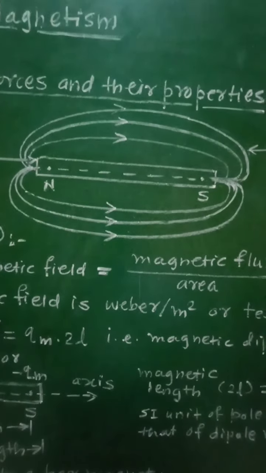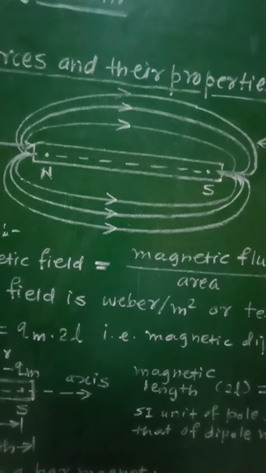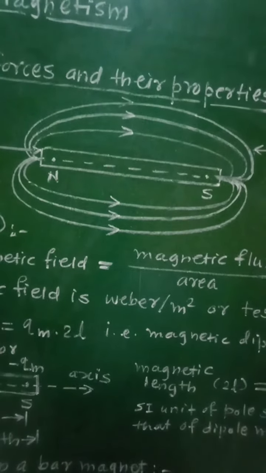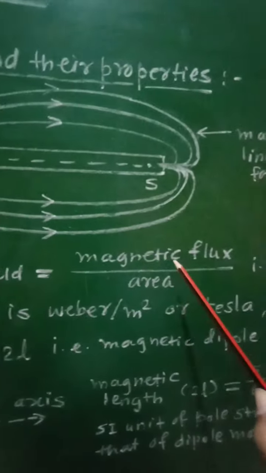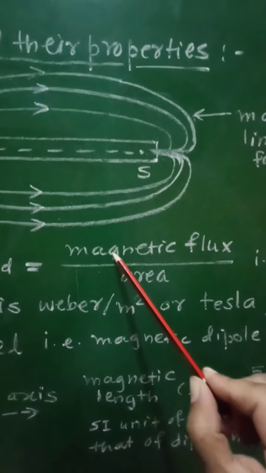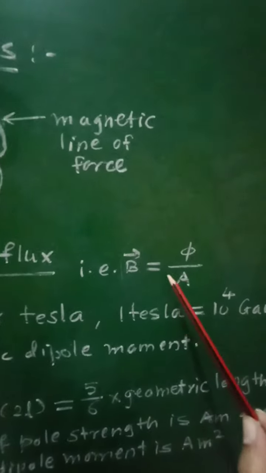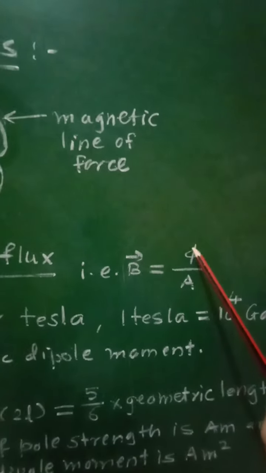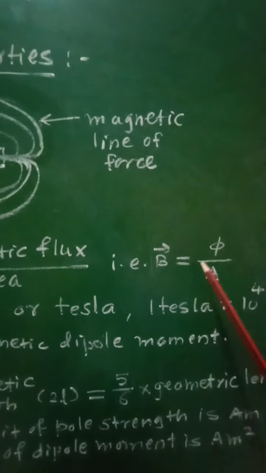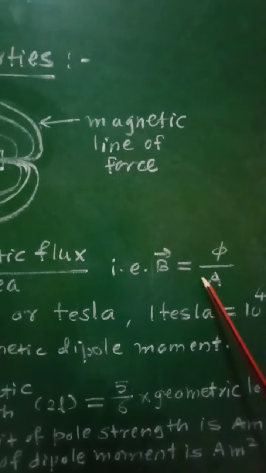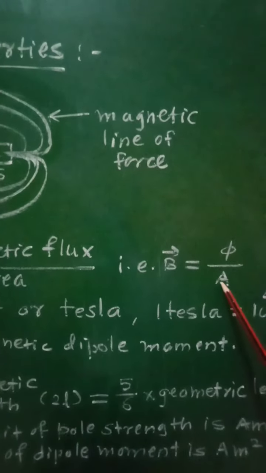So the definition of magnetic field is the magnetic flux per unit area, and therefore for magnetic field the formula will be magnetic flux upon area, that is vector B will be equal to phi upon A, where phi represents magnetic flux and A is the area. So B equals phi by A, or from this formula phi equals B into A.